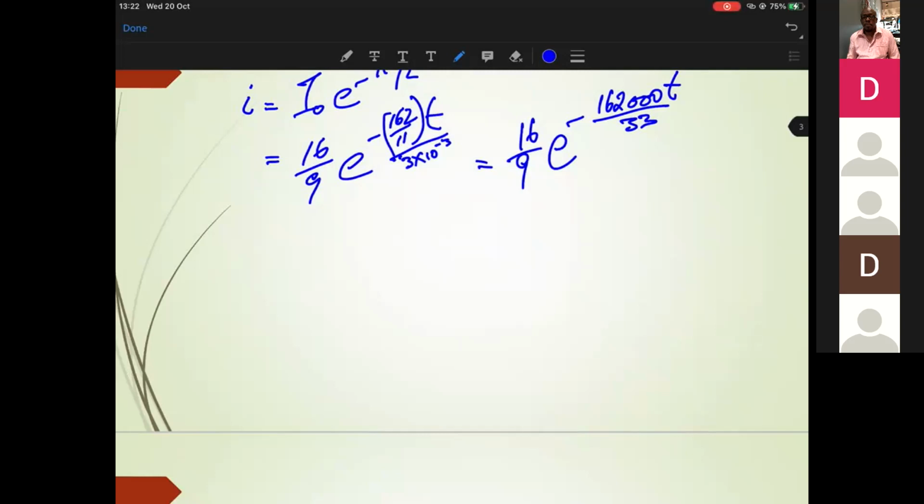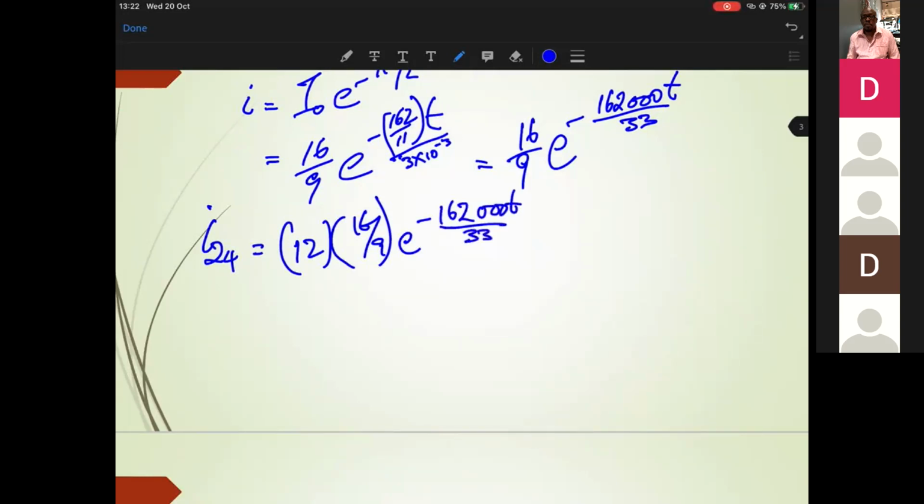All right. So using current divider, we find I24, which is 12 times 16 over 9, e to the minus 162 t over 33. Okay, and we're dividing that by 12 plus 32. All right.